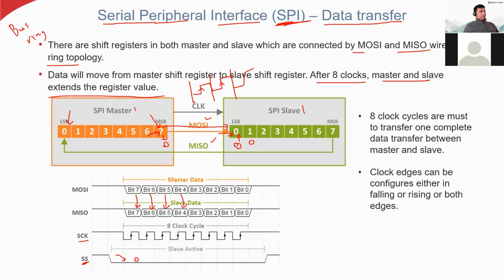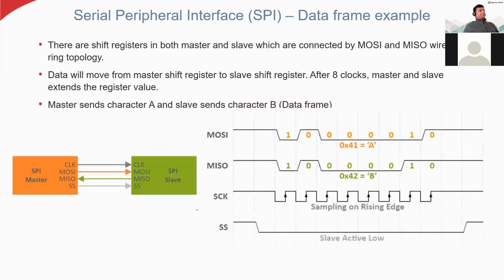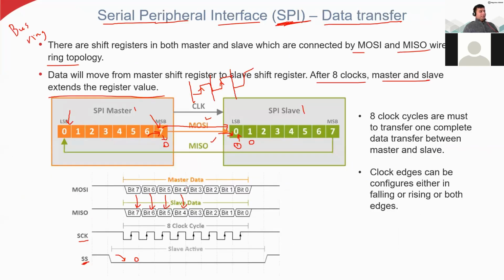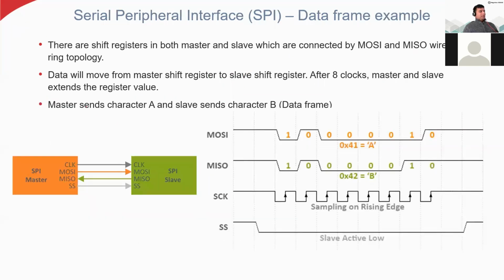In the timing diagram, it looks like the data is transferred in parallel, but it's not true. It's transferring bit by bit in serial. So there are shift registers, the same thing. The only difference here, okay. So master sends character A and slave sends character B. So these two are the same like the previous slide.